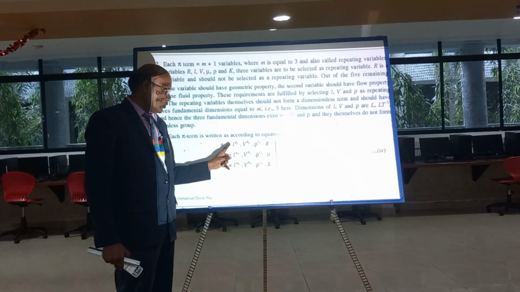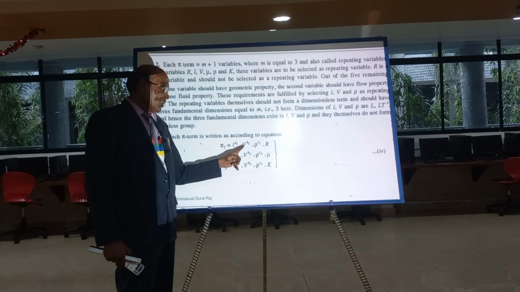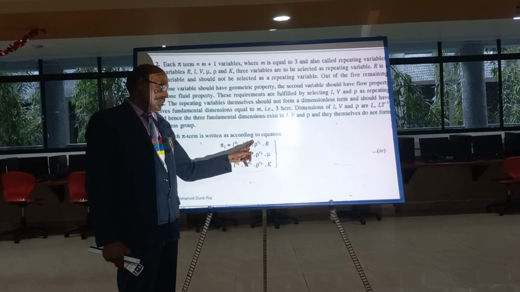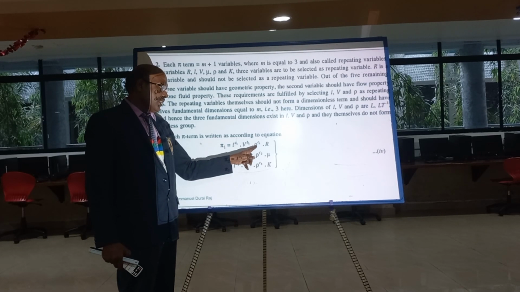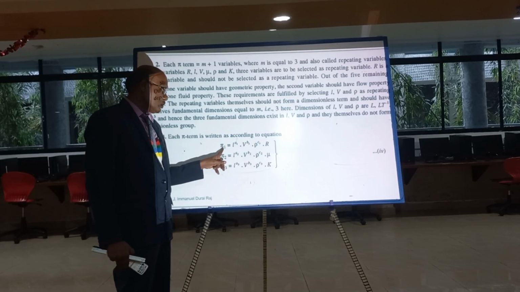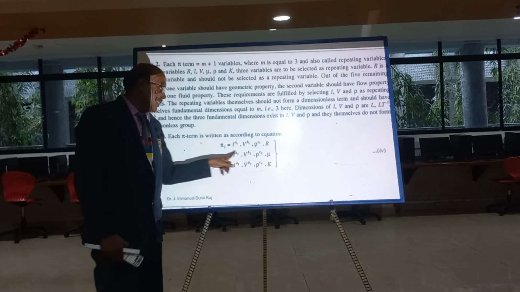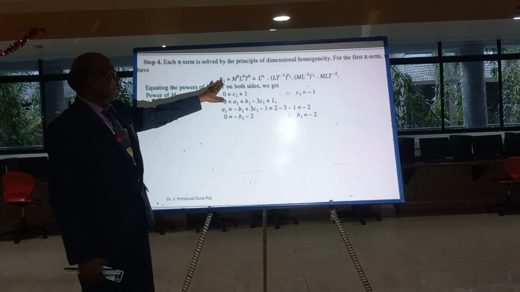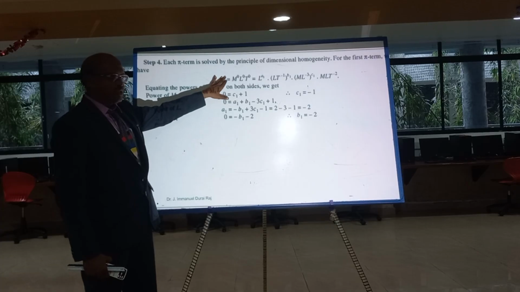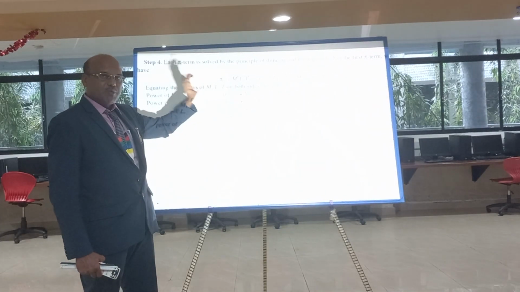So velocity is L T power minus 1, density is kg per meter cube, M L power minus 3, and resistance is M L T power minus 2. This is what I am going to write, this term here like this. The phi term is a dimensionless term. Phi 1 is called a dimensionless term.